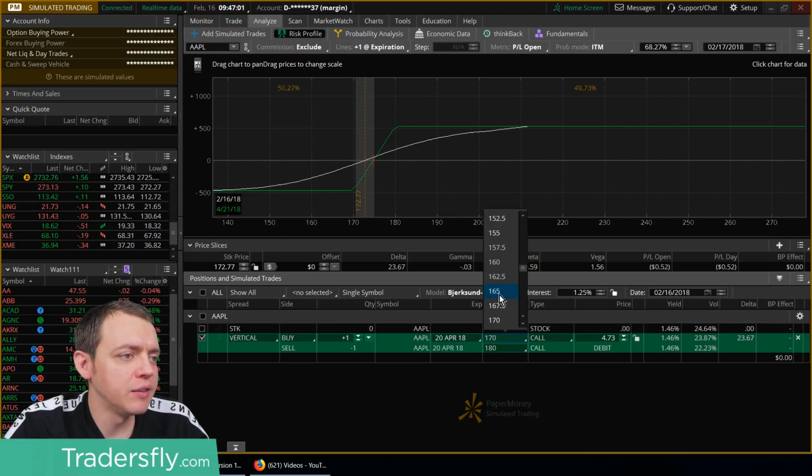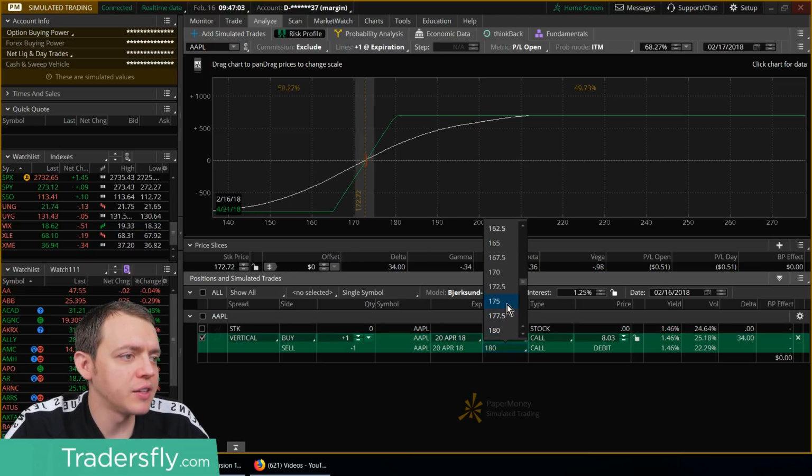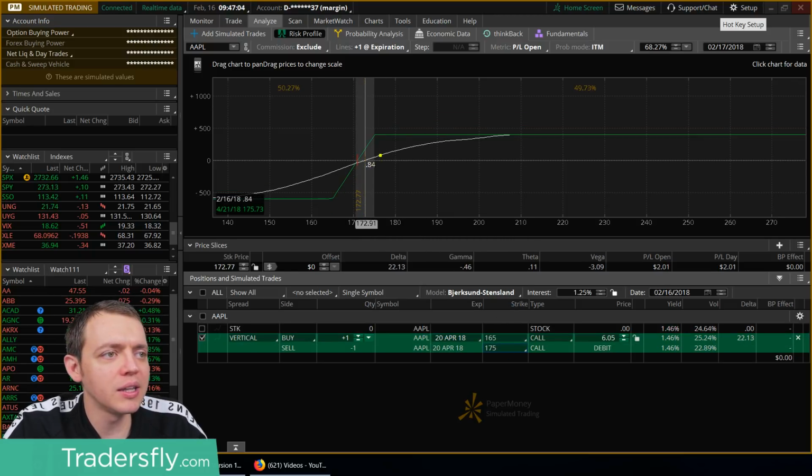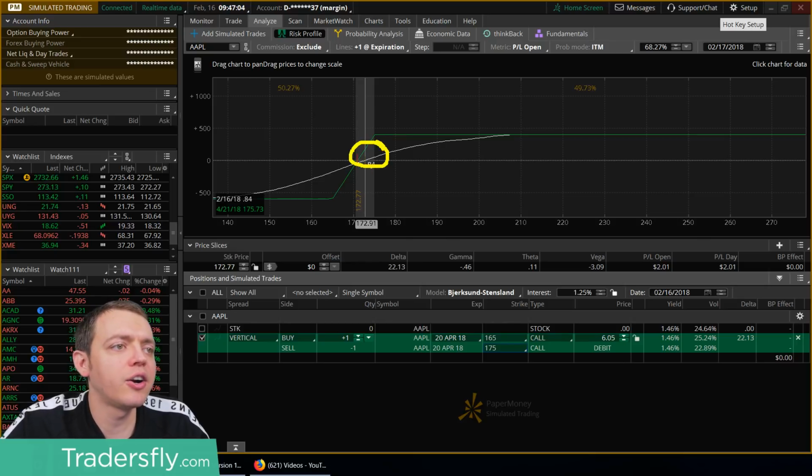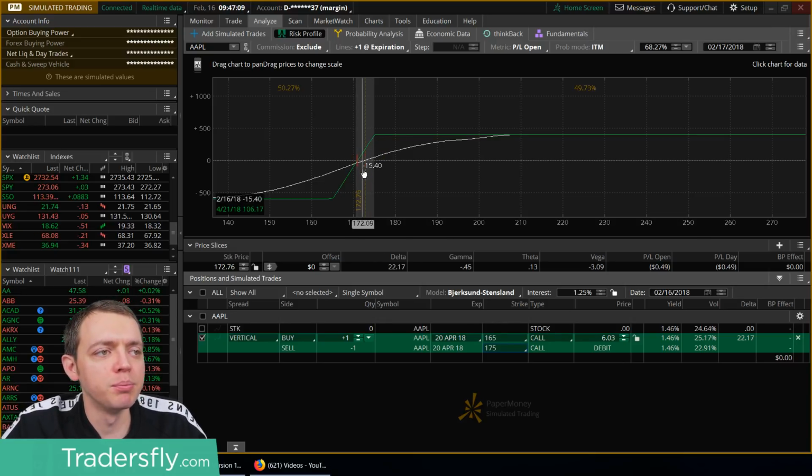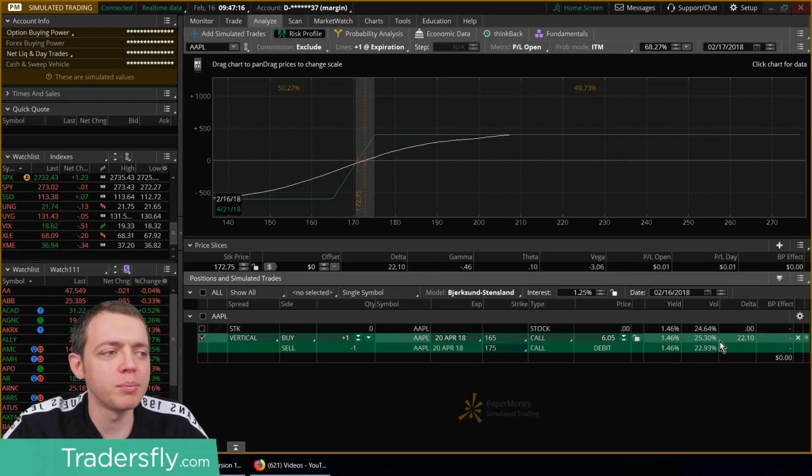I could go in even closer, let's say 165 and 175. So now I'm a little bit more on the inside area where the stock doesn't even have to move, and you're still profitable $156, but it has to stay above that level. So again, it just depends how you want to play it.